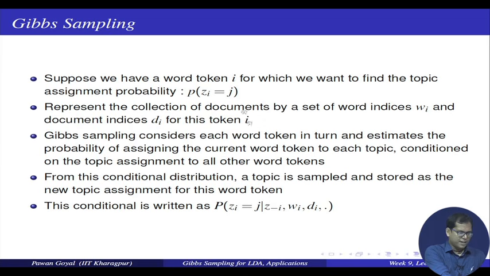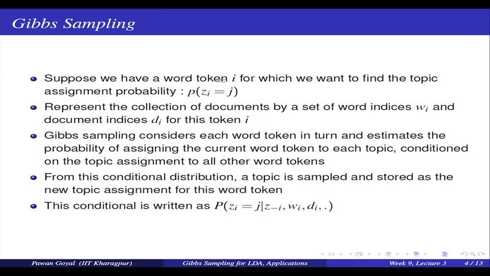So what is the idea? Assume that you have a corpus, and in the corpus you have some documents and words. Now assume that in one of the iterations you are at a particular word token i, and you want to find out the topic assignment probability, that is, the probability that this ith token will be assigned topic j. So the probability that z_i is equal to j is what you want to find out.